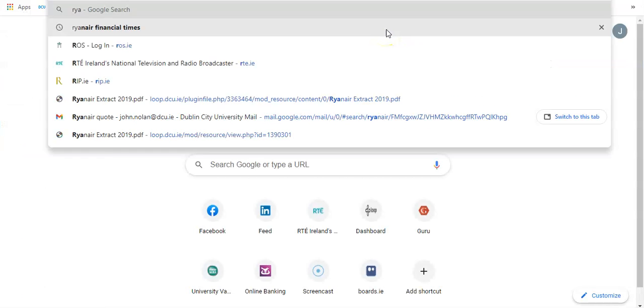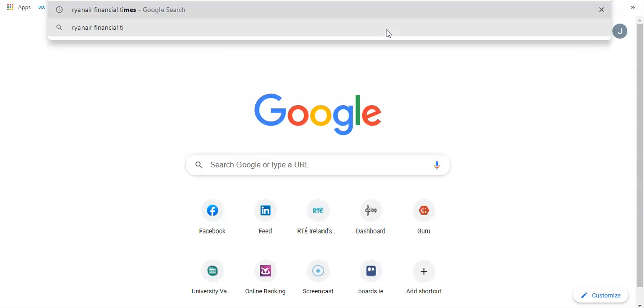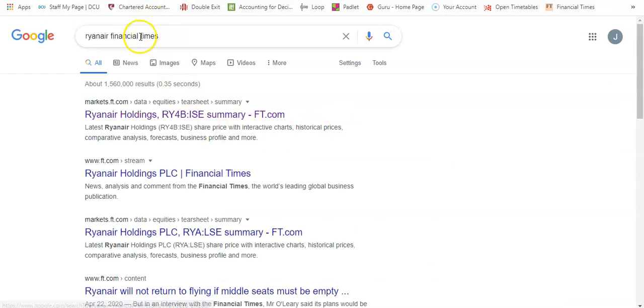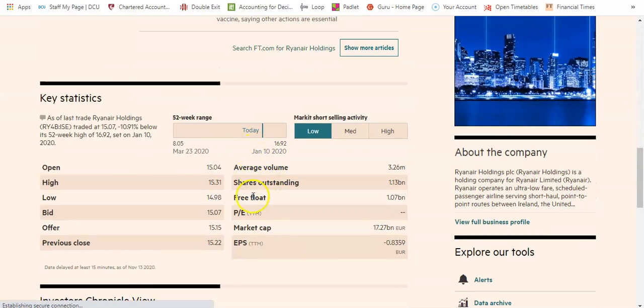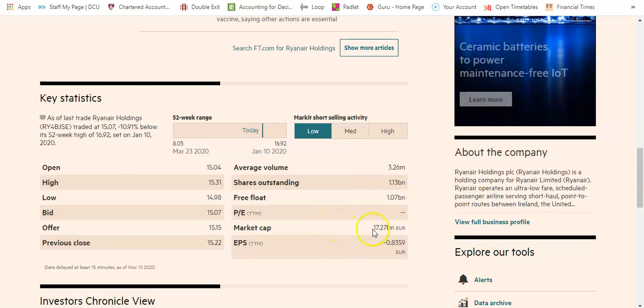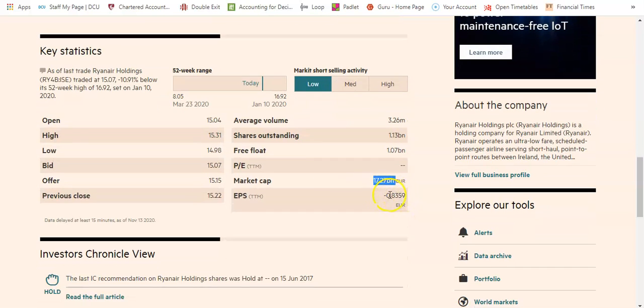So if you look at somewhere, for example, the likes of, we'll say, Ryanair on the Financial Times, like we did in class, we can see here Ryanair's holding. It will tell me that the market capitalization of Ryanair, the free float market cap, is 17.27 billion. That's the market value of the equity, the number of shares times the share price.